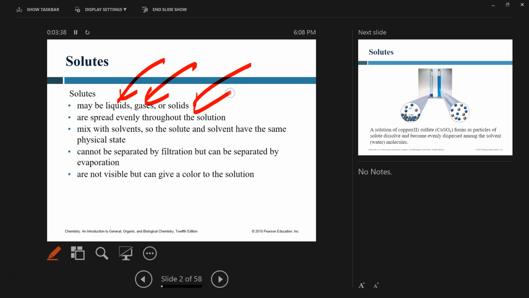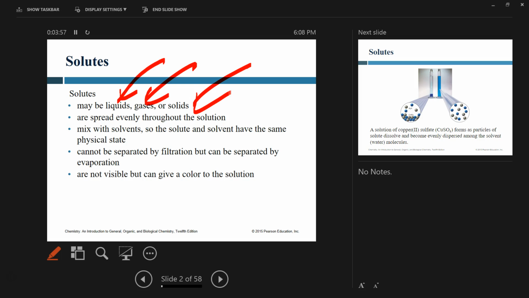Solutes can be solids. That's an example of the solution of salt. Okay? That makes sense? So initially salt is solid, but when you add it to water, it dissolves there. So far, we good?